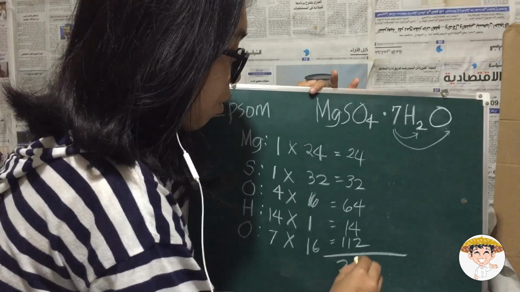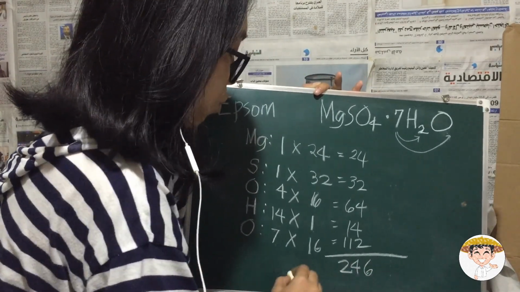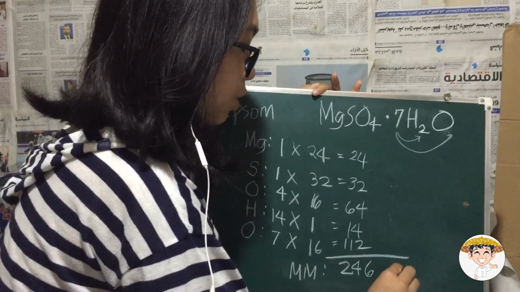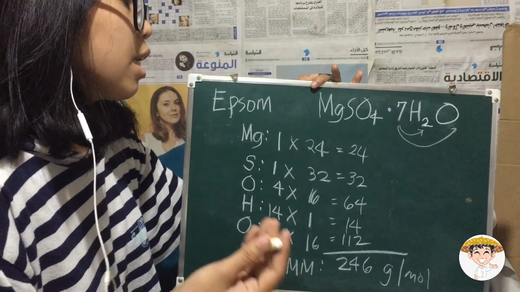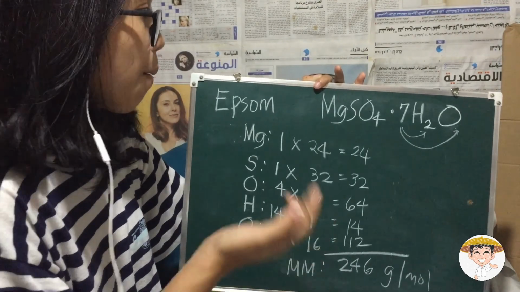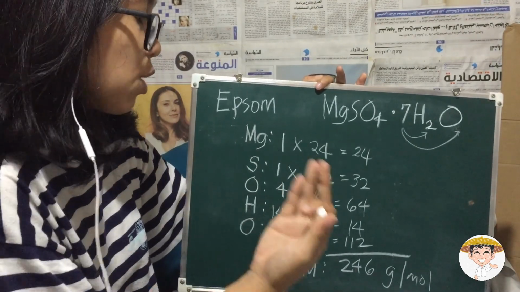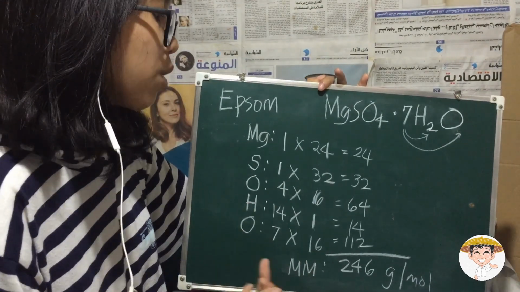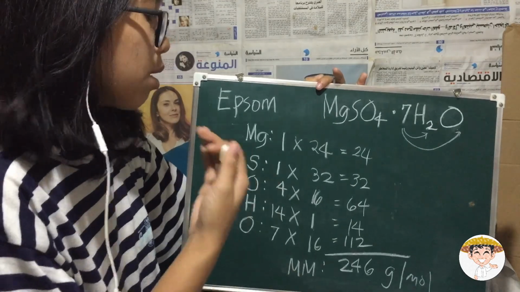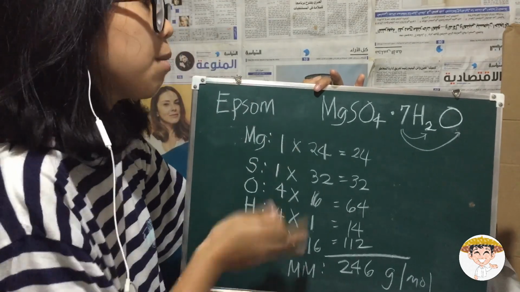So we have 246. So if we are going to find the molar mass, we have 246 grams per mole. So in conclusion, 246 grams per mole is the molar mass of the magnesium sulfate or the Epsom salt. Then if we are going to get the molecular weight, 246 grams is the molecular weight of the magnesium sulfate or the Epsom salt.